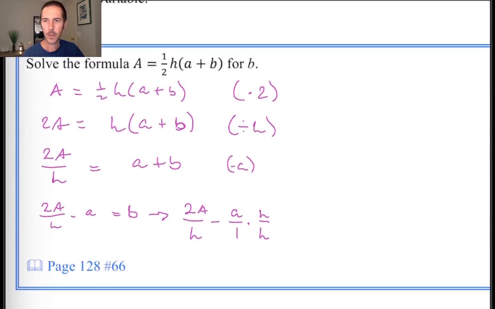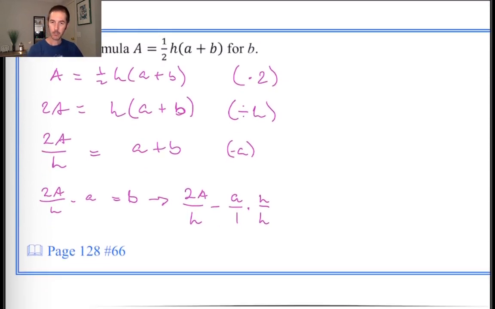What happens when you multiply by 1? Nothing. That's why we're allowed to do it. You can multiply by 1 and you can add 0 all day long. Nothing's going to change, except it's going to change a little bit what it looks like. Let me put the equals b in here. And now what we have is 2 capital A over h minus lowercase a times h over h equals b.